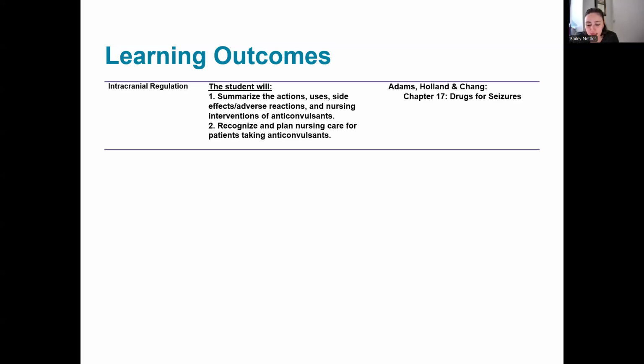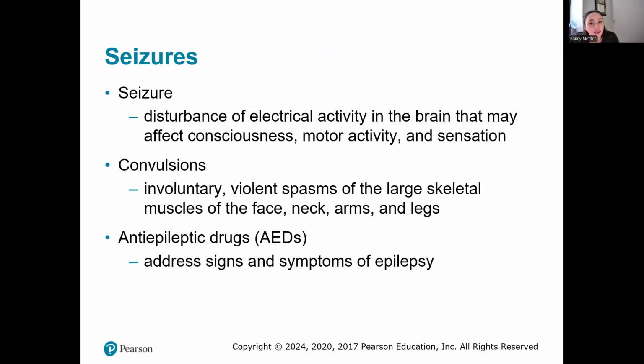Okay, so what is a seizure? A seizure is a disturbance of electrical activity in the brain. It may affect consciousness, motor activity, and sensation. It usually has convulsions, which are like extreme spasms. It could be of just one little facial muscle. It could be of your eyes. It can be your whole body. But what we do is we treat you with anti-seizure meds.